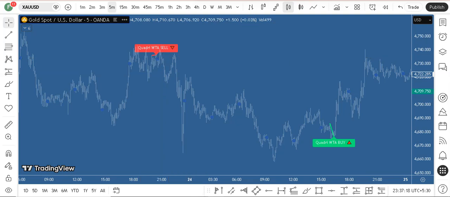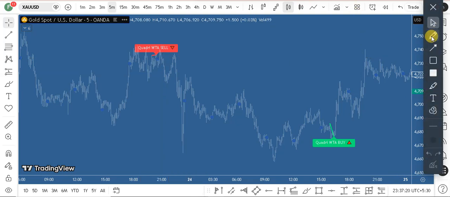So let me get my pen. What is the objective, and what can one expect out of this indicator? This indicator is made for traders who are looking for minimum risk and maximum reward. That means your risk should be minimum and your reward should be maximum.